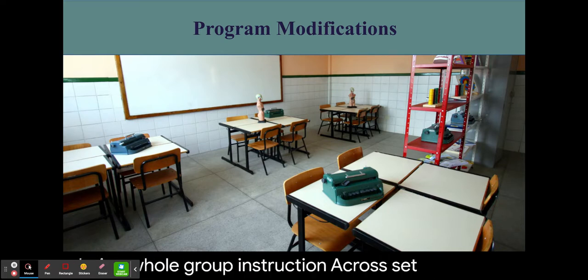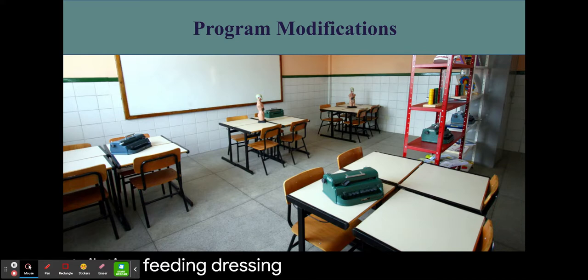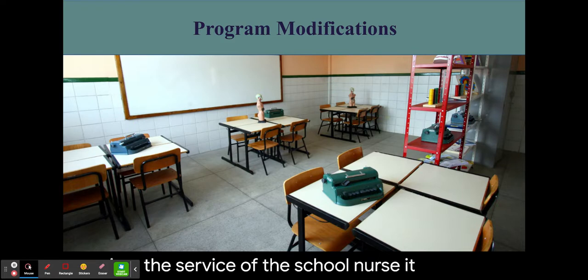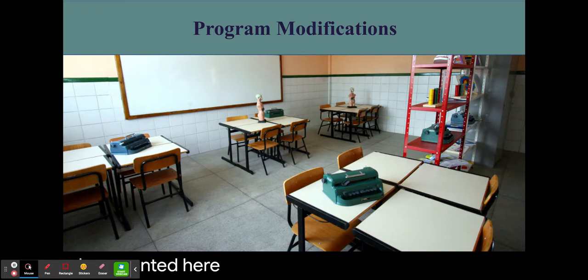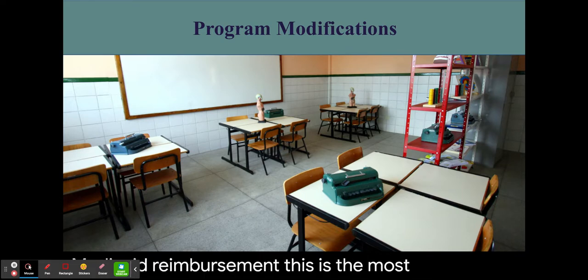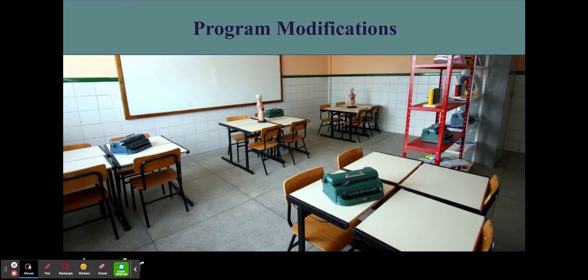Adult support across settings, so toileting, feeding, dressing, transitions. If the school requires the service of a school nurse, it must be documented here in order for the school to receive Medicaid reimbursement. This is the most logical place for it to be noted on the IEP.